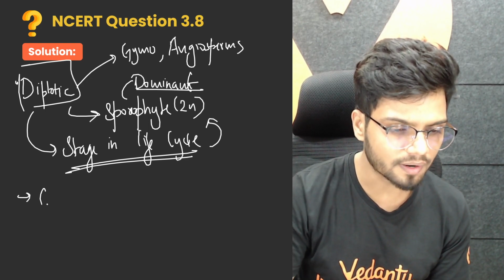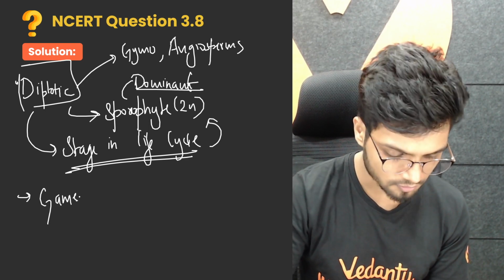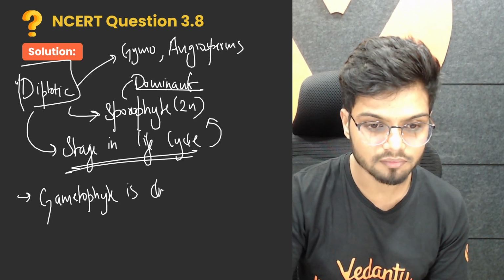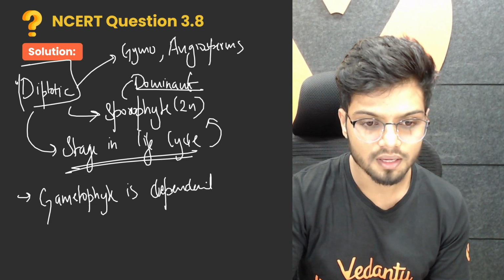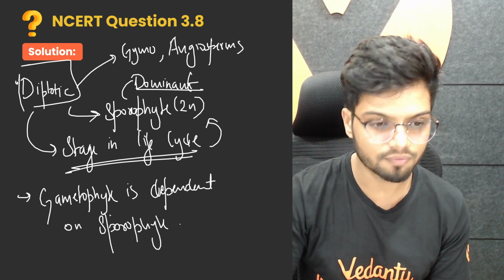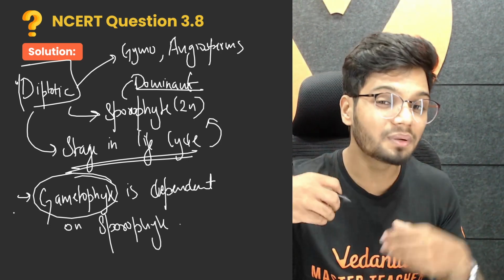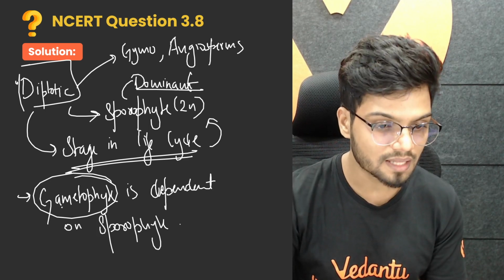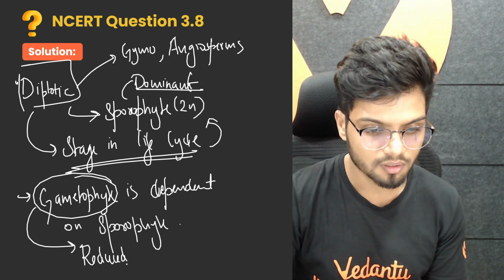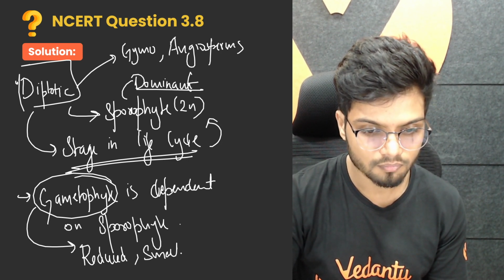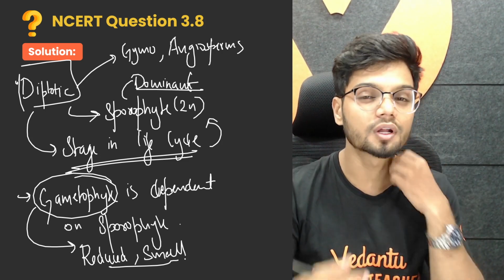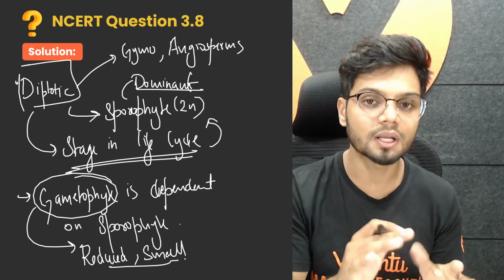Now, what about the gametophyte? What happens to the gametophyte? The gametophyte here is dependent on the sporophyte. It is completely dependent on the sporophyte, and it is very reduced and small. The gametophyte here is reduced and small, and it is completely dependent on the sporophyte for nutrition, physical as well as all types of nutrition.